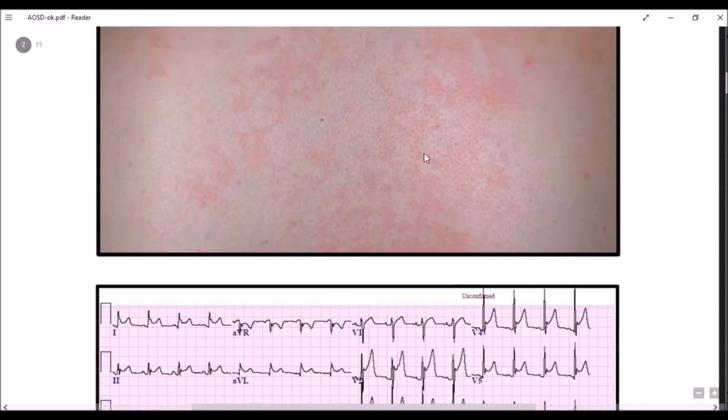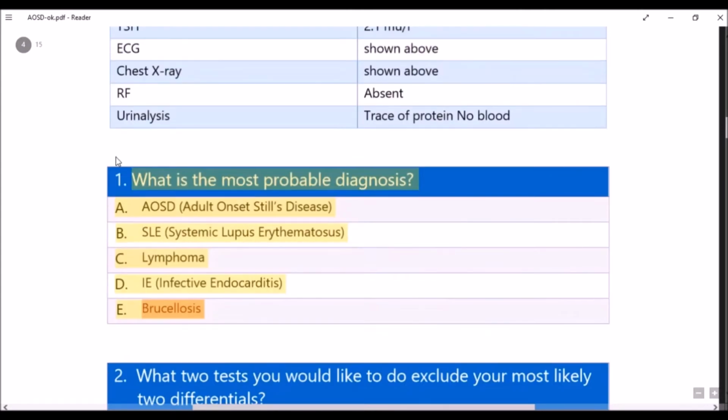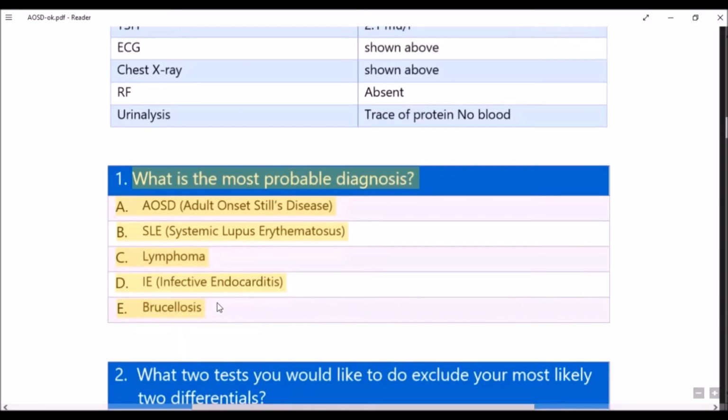So serositis, salmon pink rash, diagnosis: Still disease. At least these are the two important features that we can get. So from down to up, we need to think something. So yes, my dear, whenever you have the first step, what is the most probable diagnosis, immediately after that you have the answer options A, B, C, D, E. You read them very well.